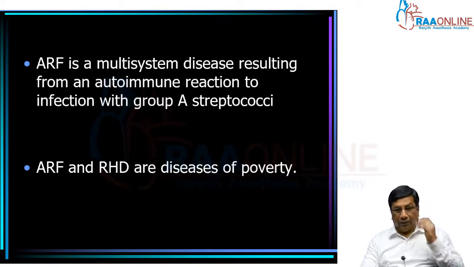So basically, acute rheumatic fever is a multi-system disease resulting from an autoimmune reaction to group A streptococcus. You can remember it as GAS, group A streptococcus.